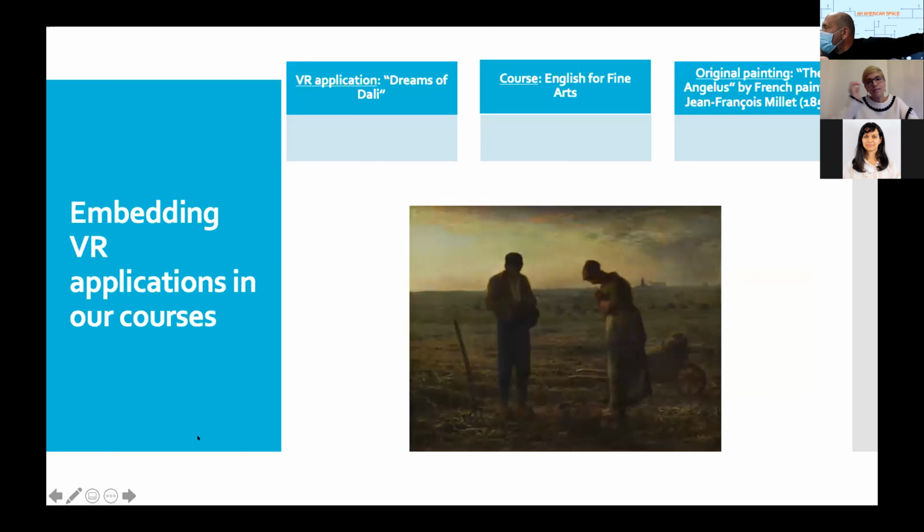Now, let's move on to the practical part of the webinar. The first application we're going to see is called Dreams of Dali. It was used in my course, English for Fine Arts. I have been teaching this course for 3 years now. You can see here the original painting, which is called The Angelus by Jean-Francois Millet. He's a French painter. The painting was made in 1859.